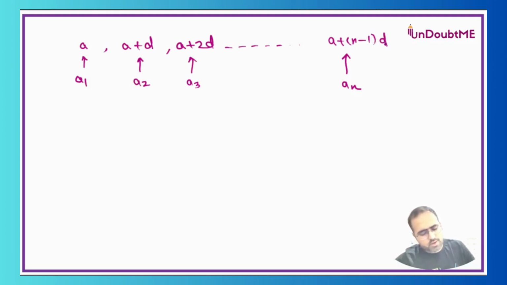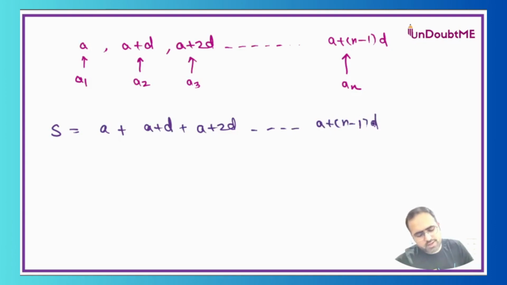Okay, so if we take the sum of these terms, then it will be a, a plus d, a plus 2d, and so on till a plus n minus 1 d. Now there's a trick to get the formula, and that trick is you need to rewrite the same sum by reversing the order of terms. Reversing means you can write the same sequence by just reversing the order of terms.